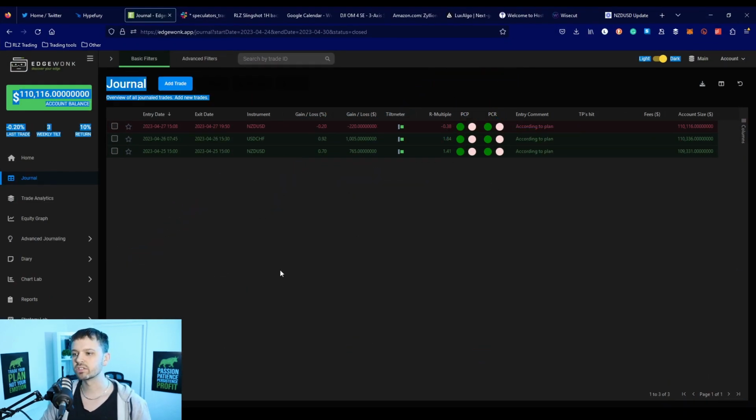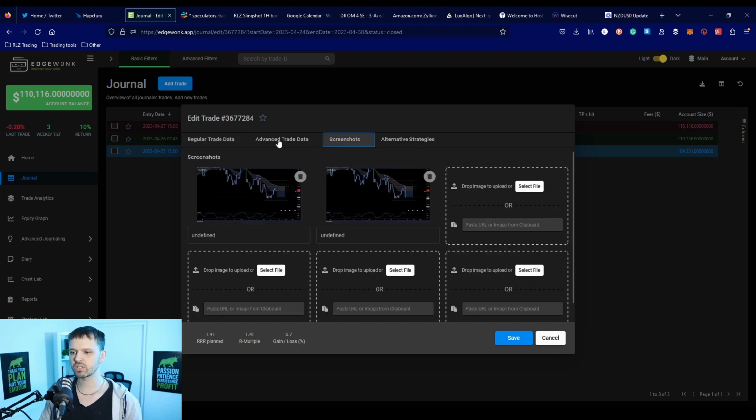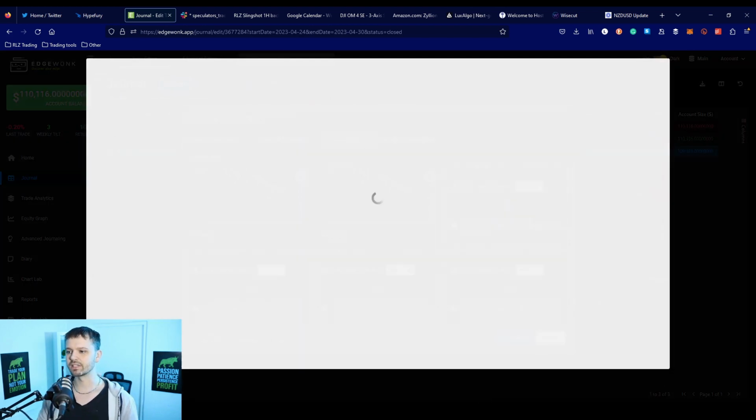These were the trades I took last week. The first trade, 1.41R, second trade 1.84R, and the third, a loser, minus 0.38. Let's take a look at these. Let's go into the screenshots right here and let's take a look at these.